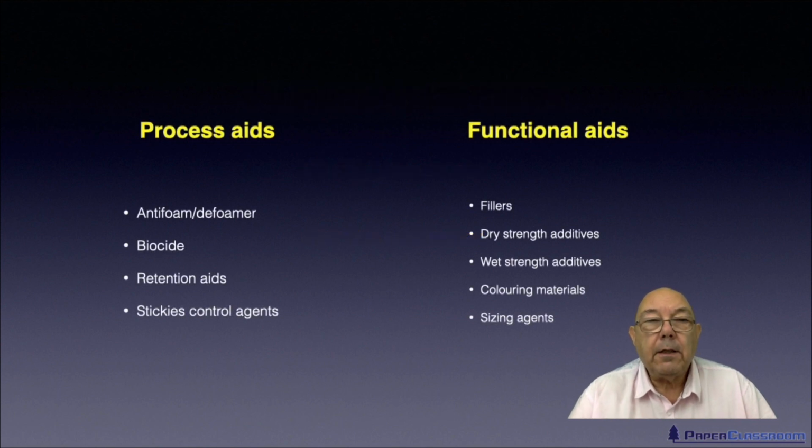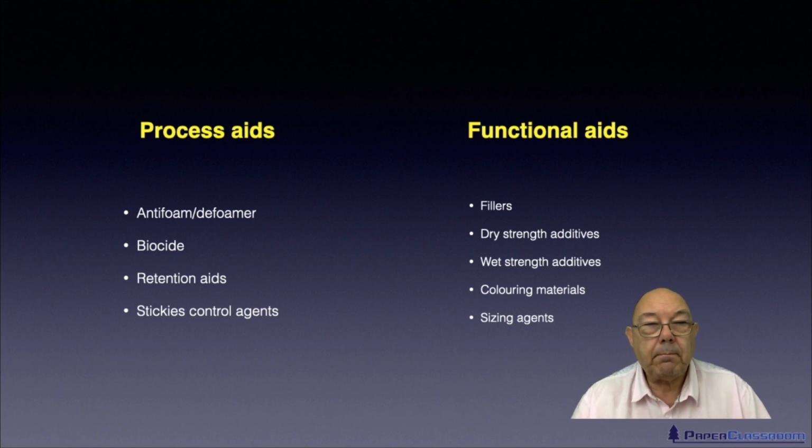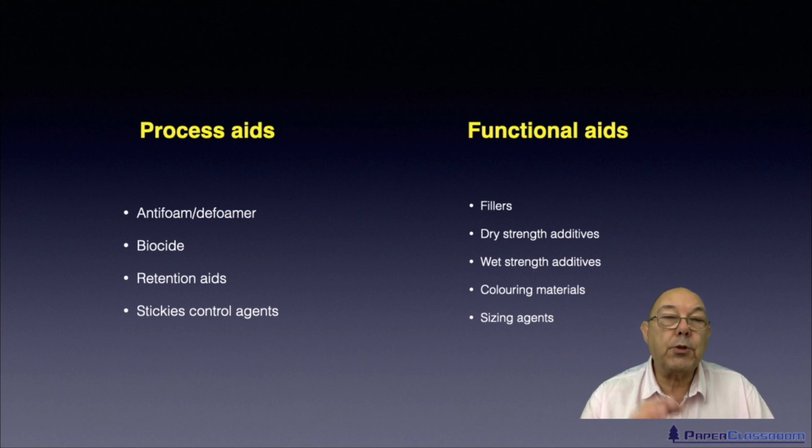So here's a list of the process aids and the functional aids that we're going to be talking about for level 2. At level 3, we go into some of these in a bit more detail and we do other things as well. So process aids, antifoam, defoamer, I've just told you about that. High molecular weight alcohols, silicones, things like that. Biocides to kill off all the bugs. So if you don't have bugs, you don't have slime, you won't get slime spots, you'll get less sheet breaks, you'll get less holes in the sheet. So it helps the process.